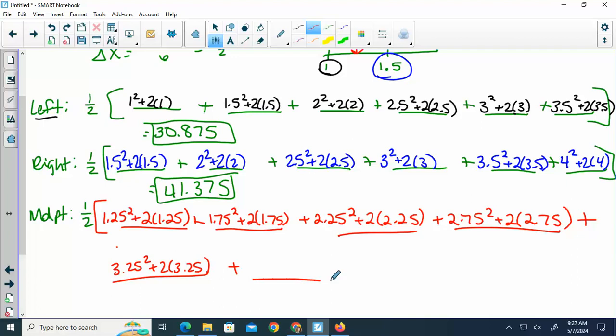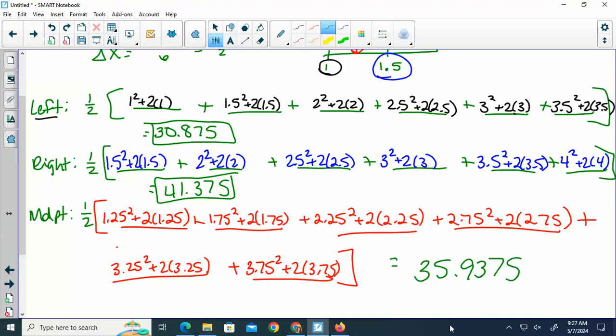And the last one, remember our interval ended at 4, so we can't go past that, but the last one is 3.75. And if you calculate that, you should get something in between your left and right hand sums, which was 35.9375. Is that okay?